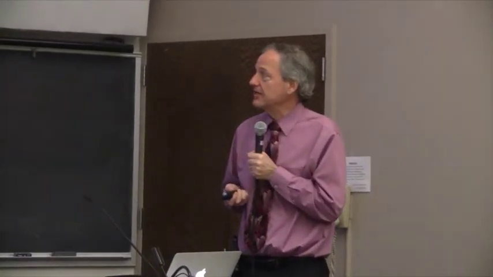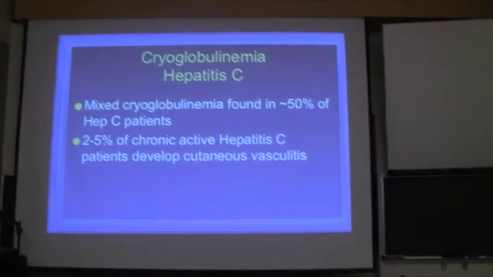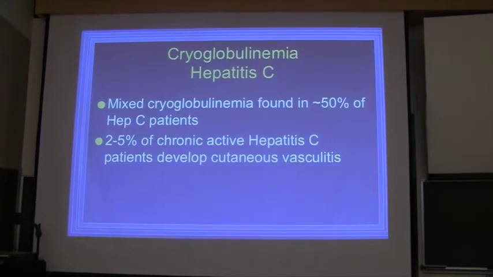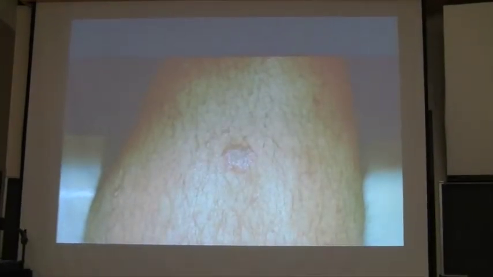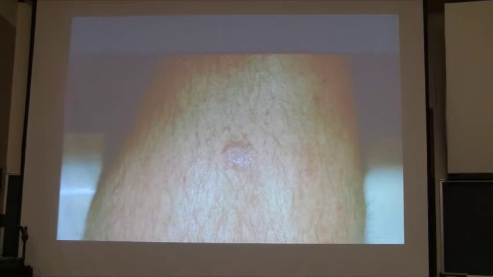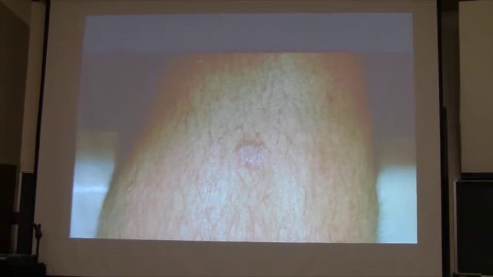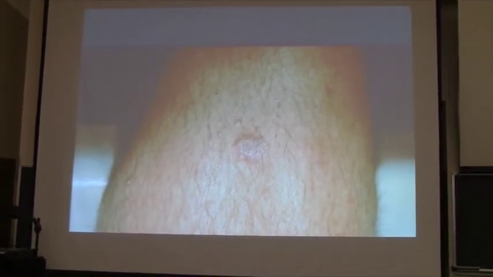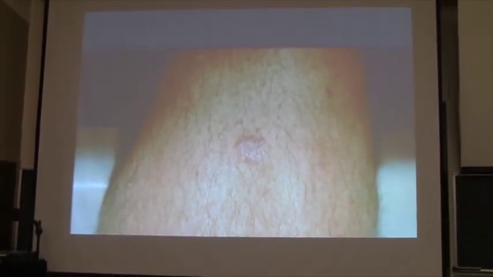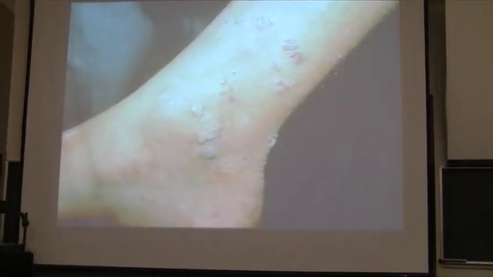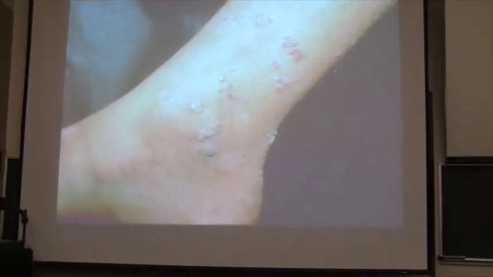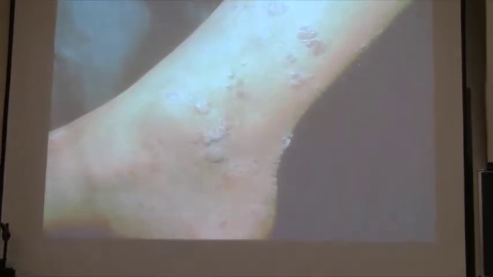So half of all people with hep C have mixed cryoglobulinemia, which can lead to these findings. And about 2 to 5% of people with active hepatitis C develop cutaneous vasculitis, which is what this one is. Here's another skin manifestation we see with hep C, which is called lichen planus. It's these purple, planar, polygonal, pruritic papules, the 5 Ps. So these are very, very itchy. They're often on the ankles. You can see them on the wrists, but they don't tend to be too much on the other parts of the body. And again, another thing that is much more likely in people with hep C.